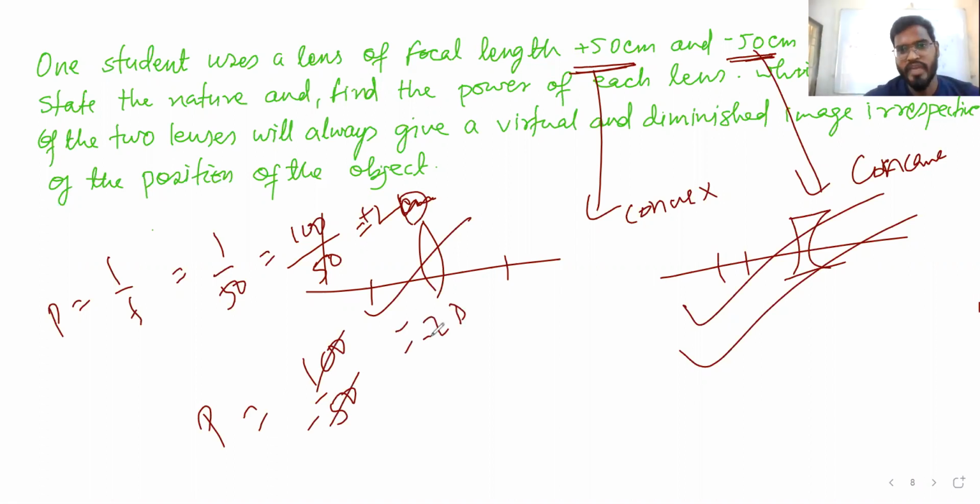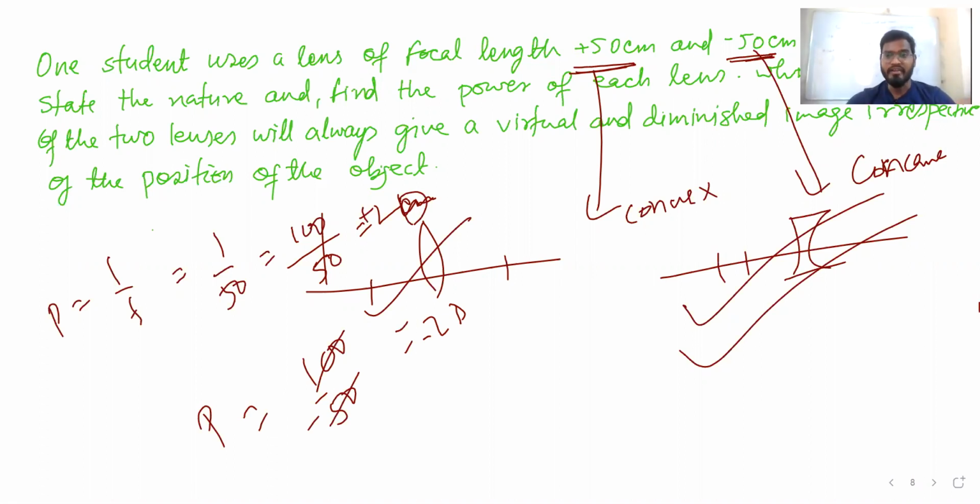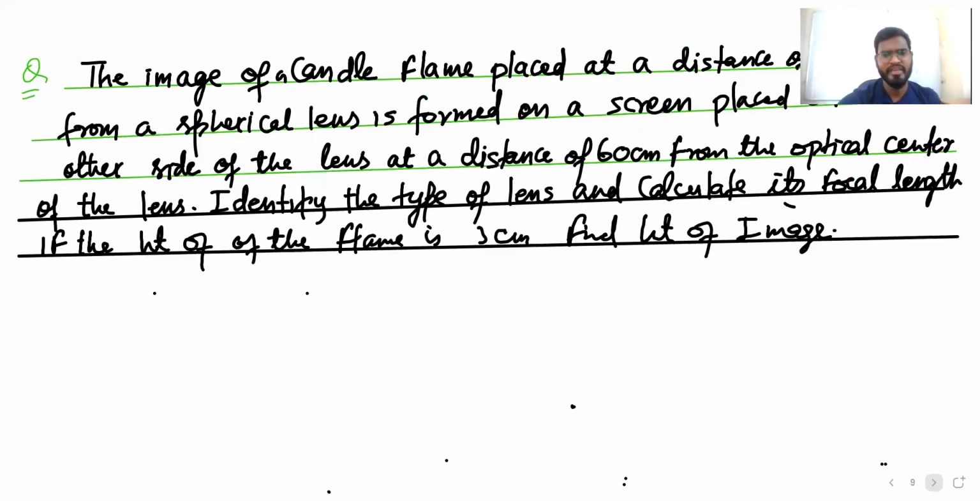That's it. So you understood how to find the power for plus 50 and minus 50 focal length. The convex lens focal length is always going to be positive because that's the opposite side of the object. And the second thing, the concave lens focal length will be on the same side as the object, so of course it should be negative. Then power is equal to 1 by f.